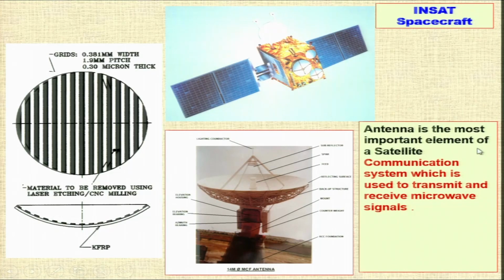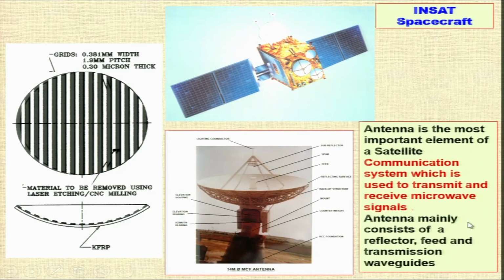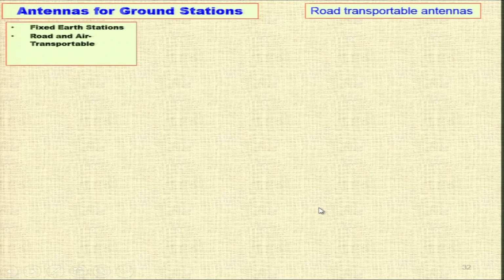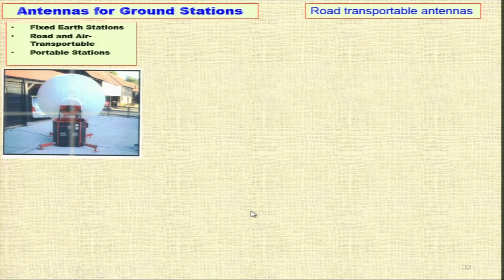Antenna is the most important element of a satellite communication system which is used to transmit and receive microwave signals. Antenna mainly consists of a reflector, feed and transmission waveguides. Antenna for ground stations, fixed earth station, road and air transportable, portable stations, all kinds of stations are there.